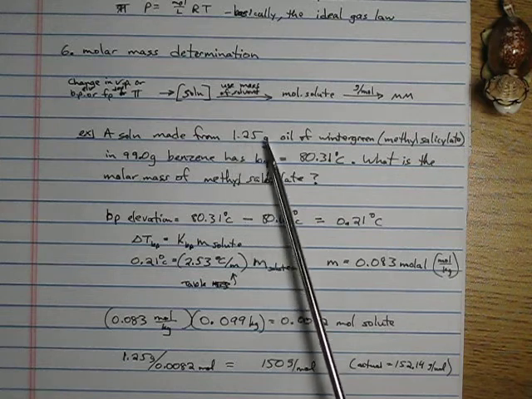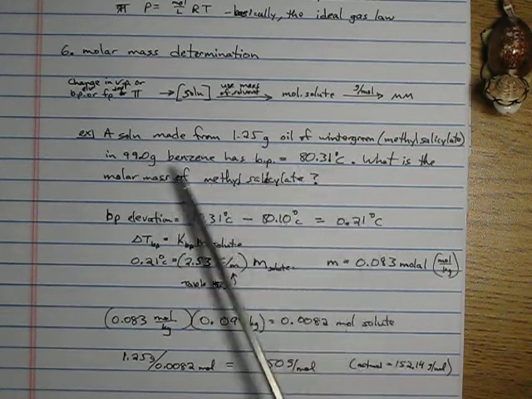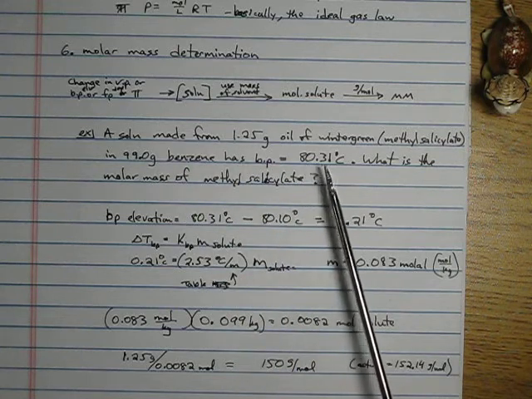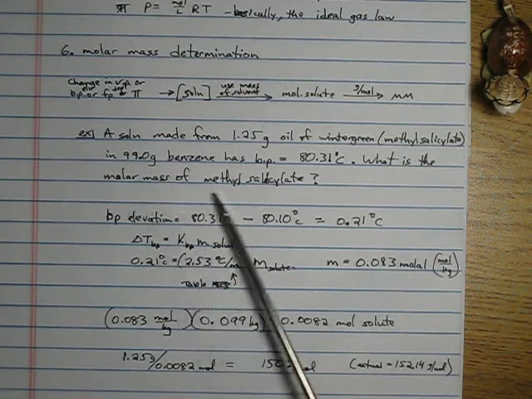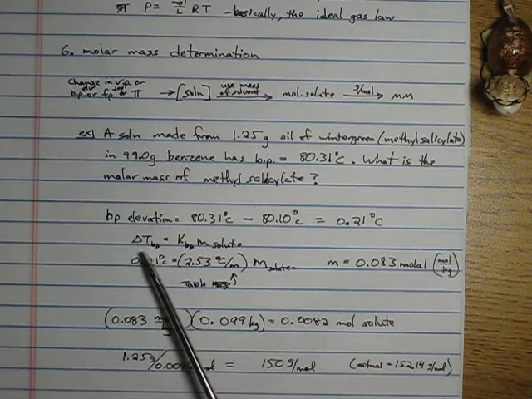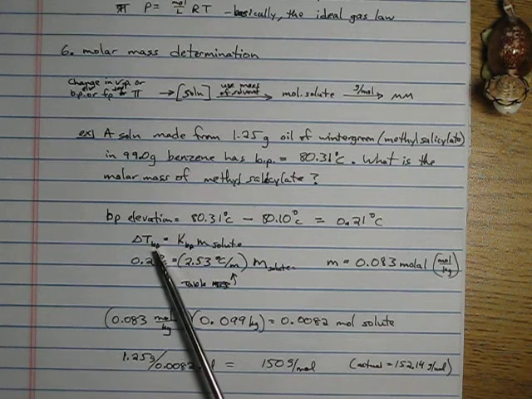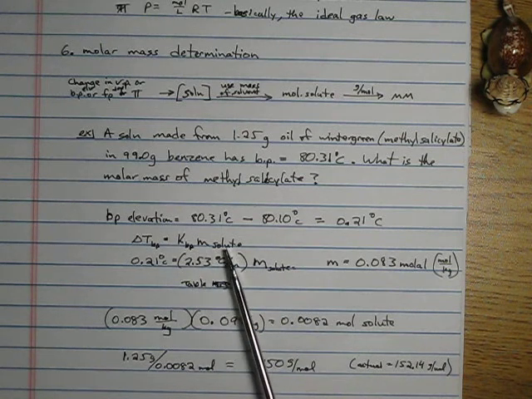So we've got our 1.25 grams of wintergreen, 99 grams of benzene, and we find that this mixture has a boiling point of 80.31 degrees Celsius. Question, what is the molar mass of methyl salicylate? What is the molar mass of this oil of wintergreen? What's the molar mass, grams per mole, the molecular weight? Well, note, we have our equation for boiling point elevation. The change in the temperature of the boiling point equals a constant times the molality of the solute.